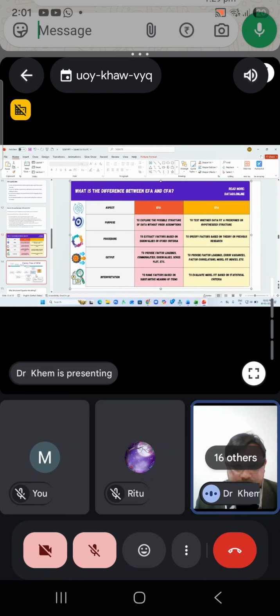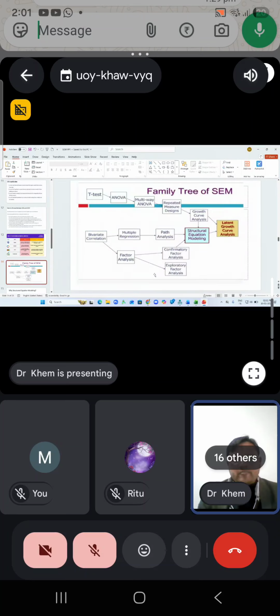After this, we have a certain tree of this. When we're talking about this part: t-test, ANOVA, multi-way ANOVA, repeated measures, latent growth curve. Bivariate is regression, factor analysis, and all this part. This is the simple thing I'm talking about.